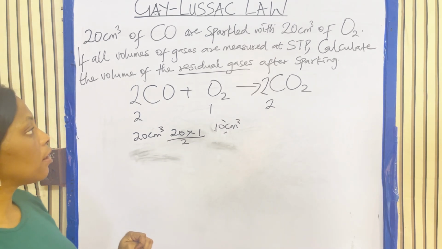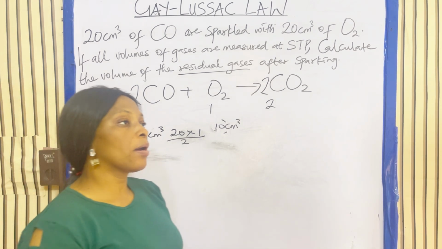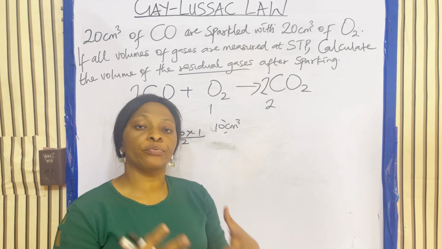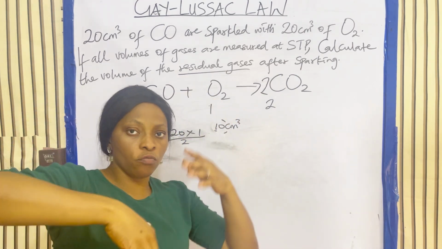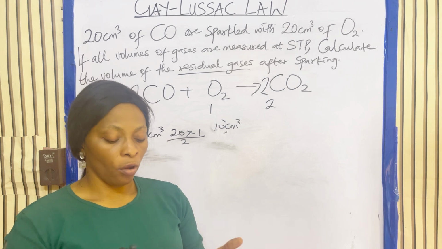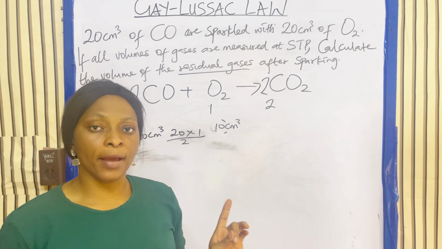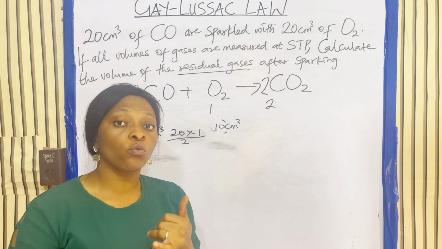So the question says, calculate the volume of the residual gases after sparking. Now, when we talk about sparking, we talk about production of gas. You added carbon 2, you added oxygen, you mix them together. At the end of the day, what are the gases that will remain? Number 1, the product will remain. If you mix this and this, you're going to have carbon 4 oxide. So the product will remain.